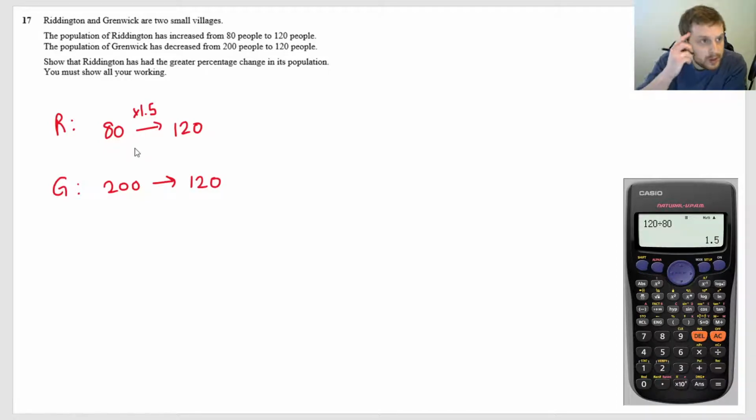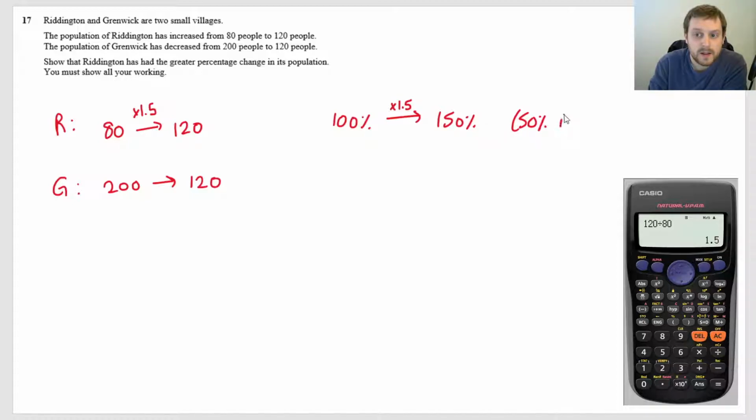Remembering all those lessons where you'd be asked, right, so what is a 1.5 multiplier? Well, it's a 50% increase, because what it would do to 100%, if I times 100% by 1.5, it'll go to 150%. So that's a 50% increase.